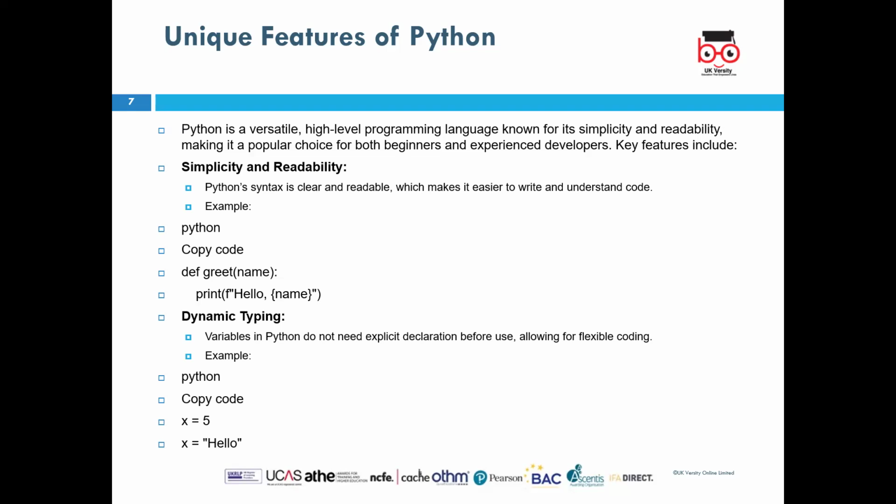Here we can see that these are simply unreadable. The syntax with Python is less. You have to give fewer commands compared to a programming language like Java, which requires a compiler. Python syntax is clear and readable, which makes it easier to write and understand. It's dynamic. Variables in Python do not need explicit declaration before use, which allows for very flexible code.